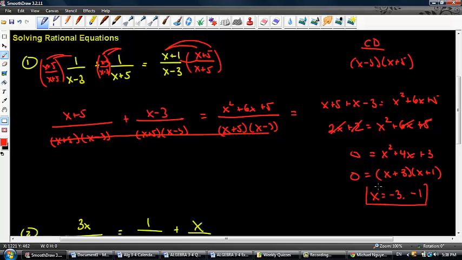Well, here's the problem. If I allow x to equal negative 3, and this is kind of what we learned yesterday, I have a problem in my domain. So x cannot equal negative 3, it only equals negative 1.